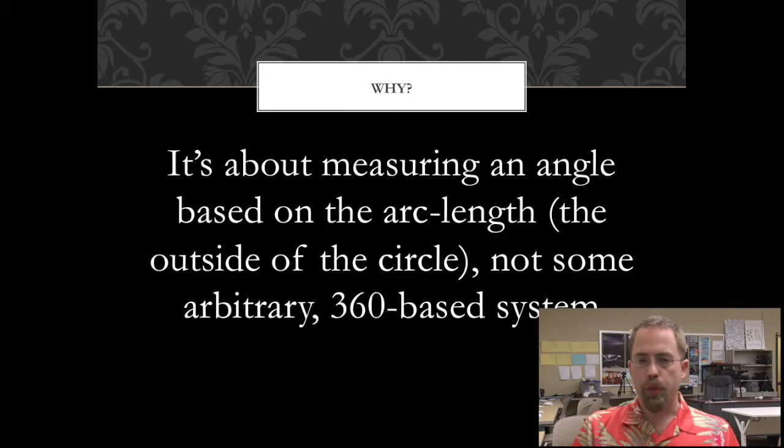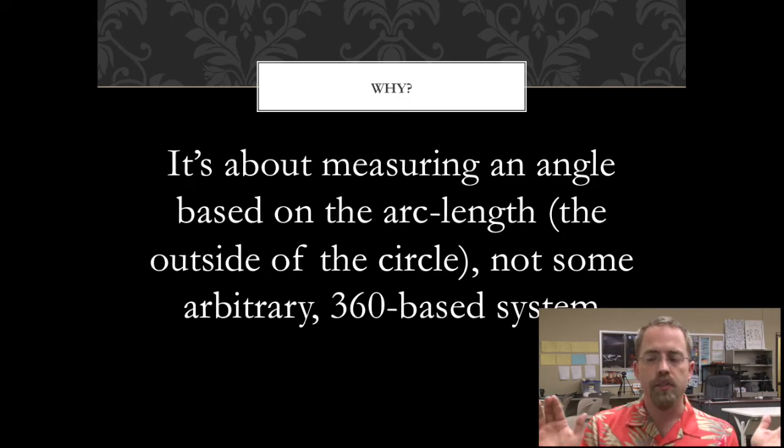So the 360 base system that you're so used to, and it's a decent system. It's not bad, especially if you're used to it. It works okay, but it's arbitrary. It's just something that they picked. If we instead have a system that is based off of the curve on the outside of the circle, that's going to be a lot more reasonable.